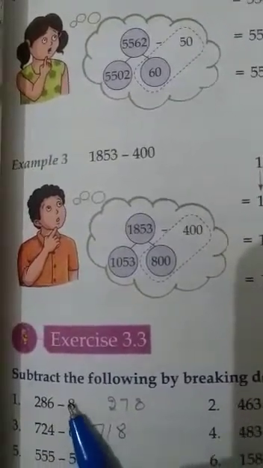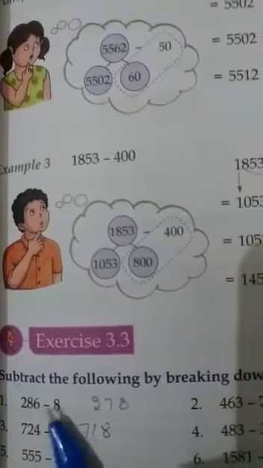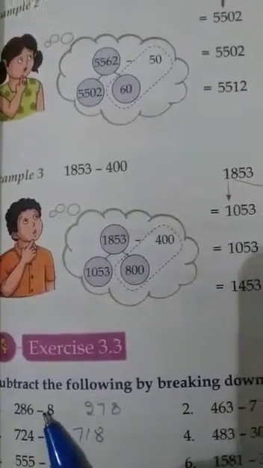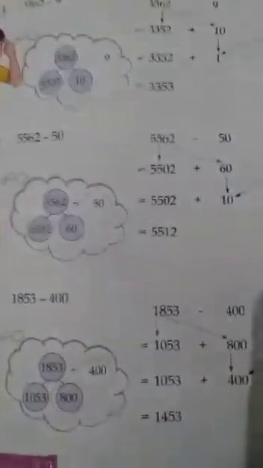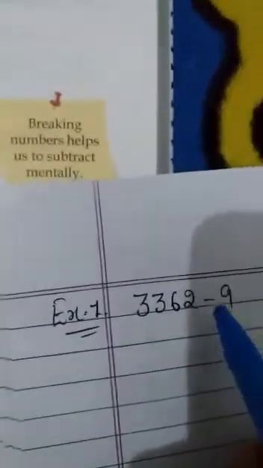Now we follow some steps for how we break a given bigger number. Now we discuss our examples, and we study the rules. The first example is 3362 minus 9.